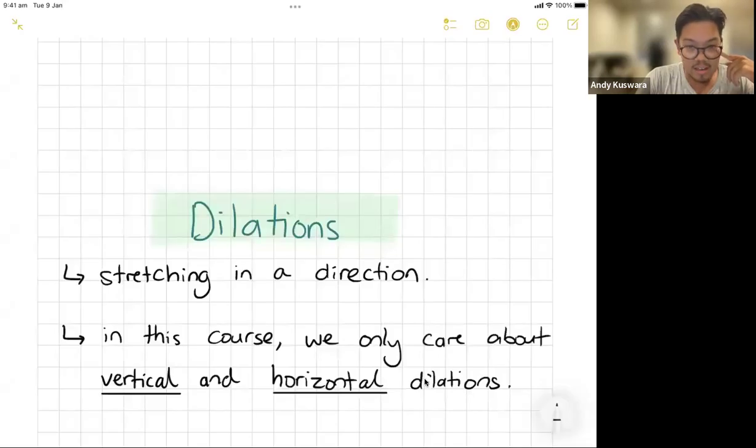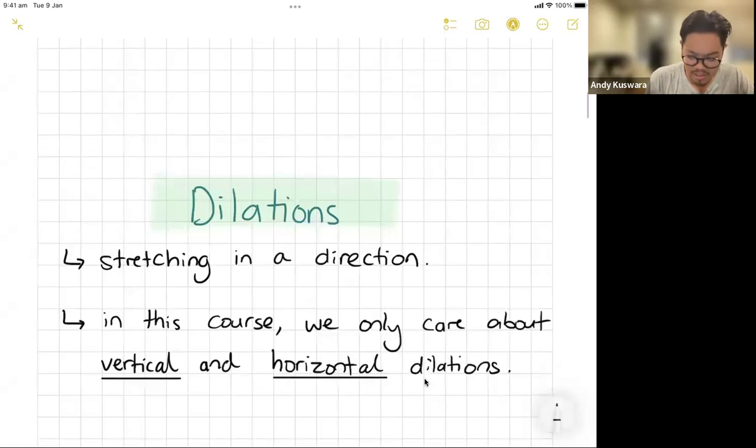Speaking of stretching, we are talking today about dilations. Okay, now dilations, not the pregnant kind. These dilations are stretching graphs. In this course, in advanced, we only really dilate in two directions, which is vertical and horizontal. So we're just stretching out these graphs.